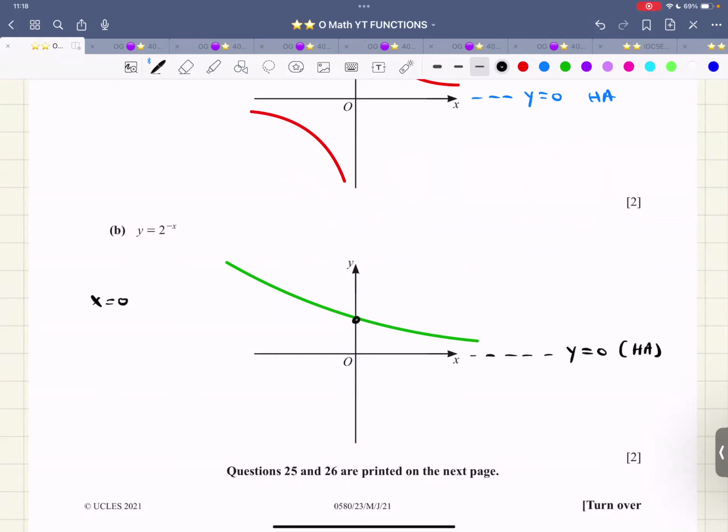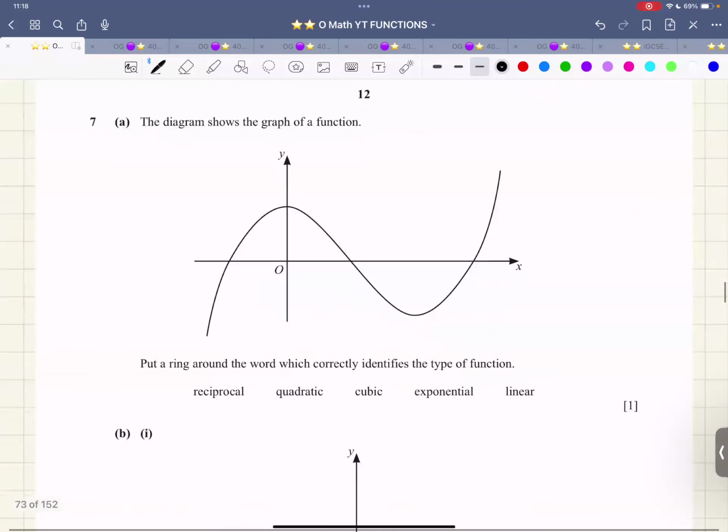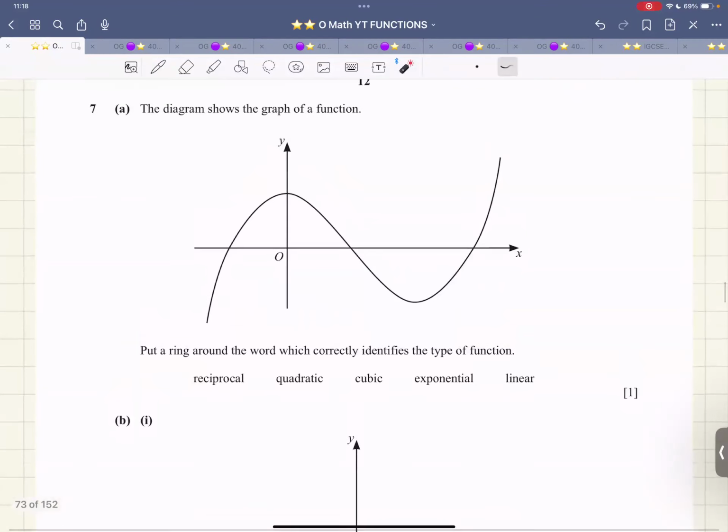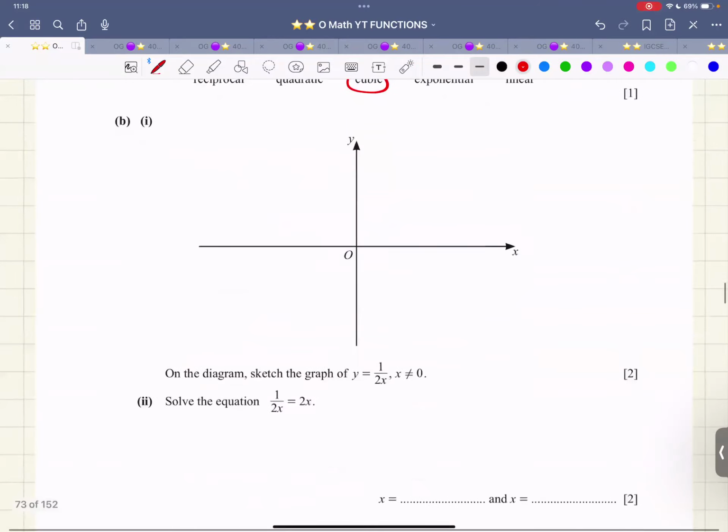When x is 0, y is 2 raised to power of -0. That comes out to be 1. So the y-intercept is 0, 1. And the cubic thing, we will study in a different video. Which graph is this? This graph is that of a cubic. So let me just label it. It's cubic. And 1 over 2x.